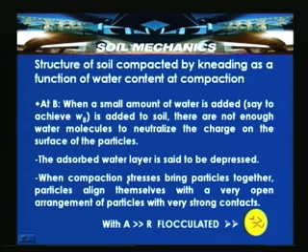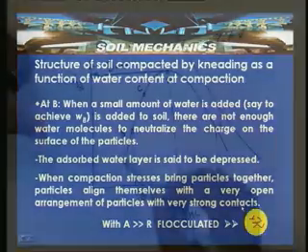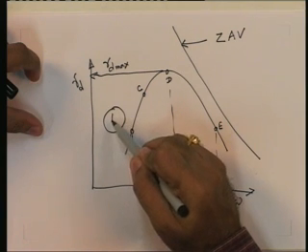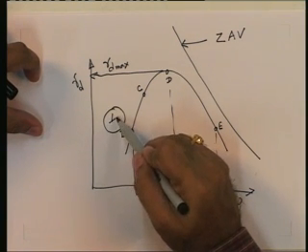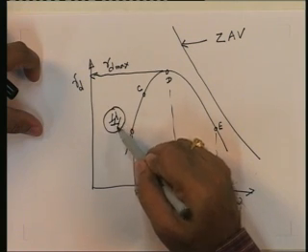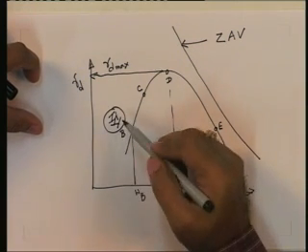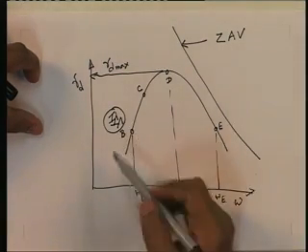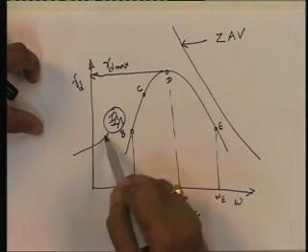When compaction stresses bring particles together, particles align themselves in a very open arrangement with very strong contacts. With this arrangement, the soil structure is something like a face to edge orientation. You will see that a very open arrangement of the structure is possible, something like a truss-like arrangement with a flocculated structure.